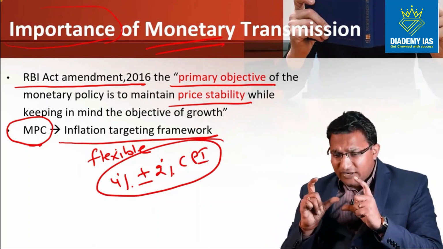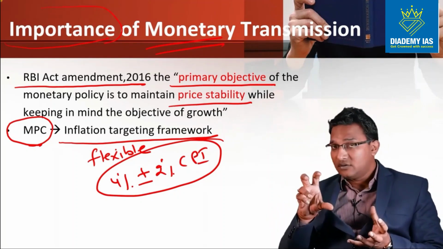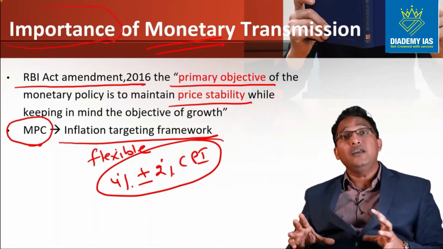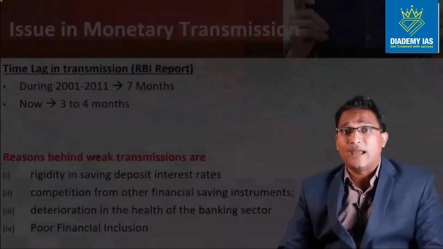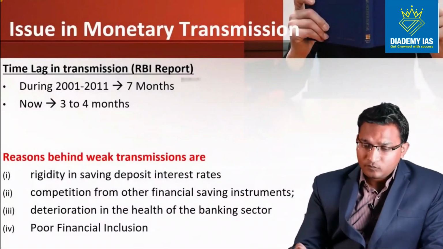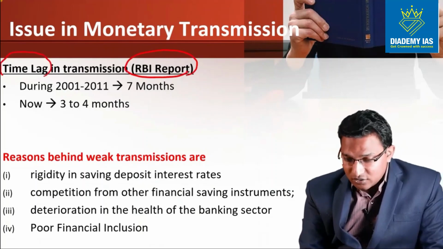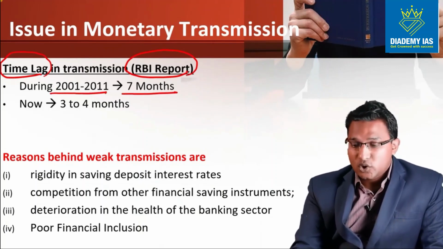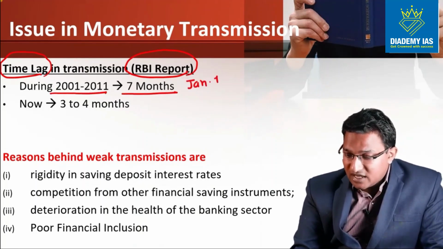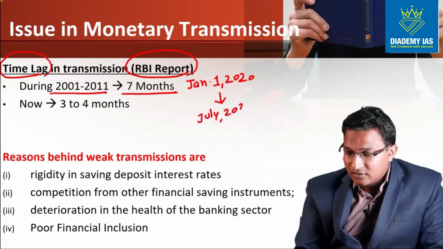So if the inflation rate has to be maintained between 2% and 6%, then monetary policy has to work. The supply of money has to be controlled, and that control can happen only if good monetary transmission happens. Now, as per one of the recent RBI reports, there is a time lag in the transmission. During 2001 to 2011, this time lag was 7 months. So if RBI changes the repo rate on January 1, 2020, this will impact the consumer like you and me in the month of July 2020, right?